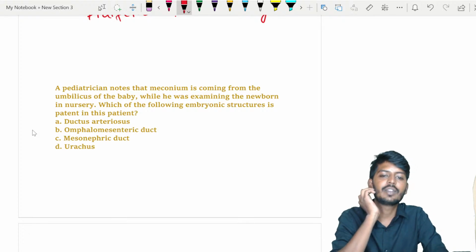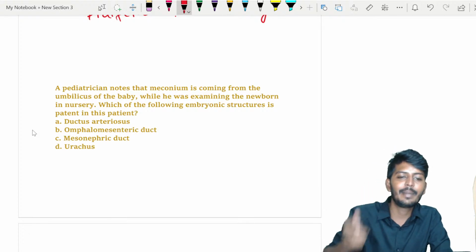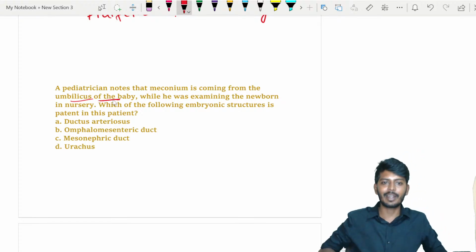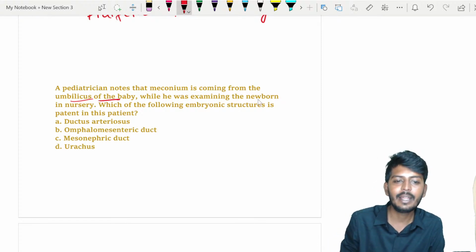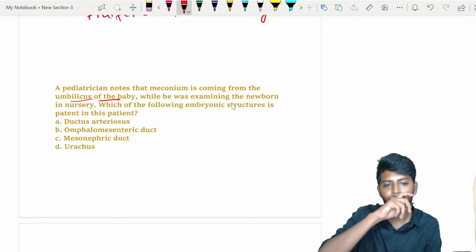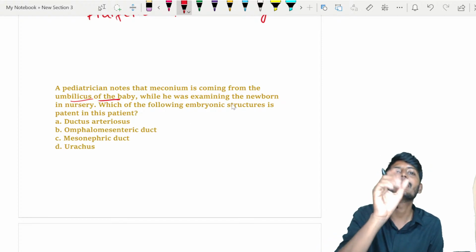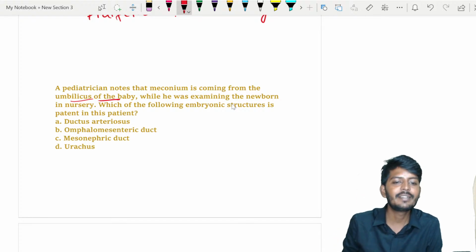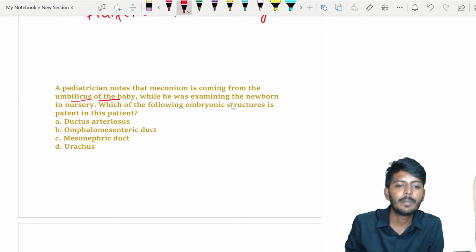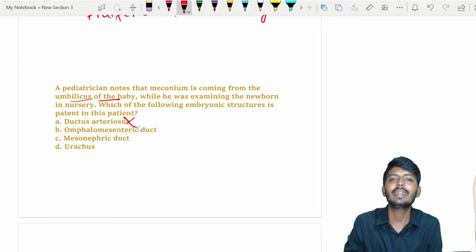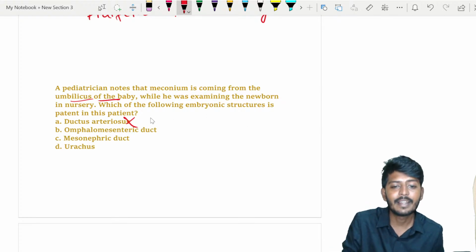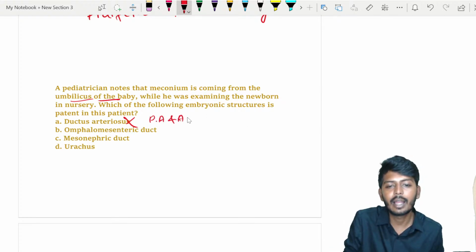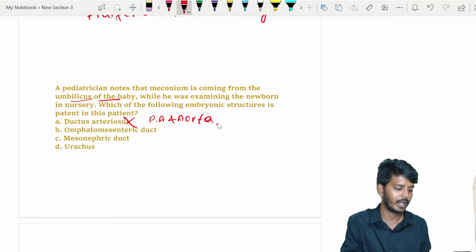A pediatrician notes that meconium is coming from the umbilicus of the baby. Oh my God, meconium is directly coming out from the umbilicus. While he was examining the newborn in the nursery, which of the following embryonic structures is patent? Patent means remain open. The options are ductus arteriosus, omphalomesenteric duct, mesonephric duct, and urachus. Ductus arteriosus is nothing related here. It is present between the pulmonary artery and aorta.